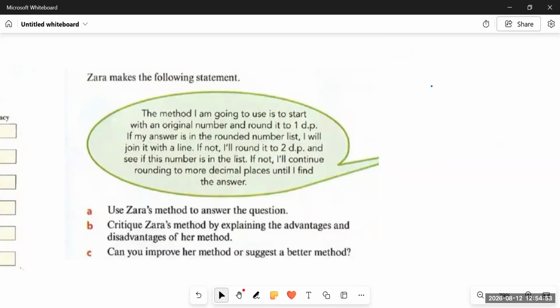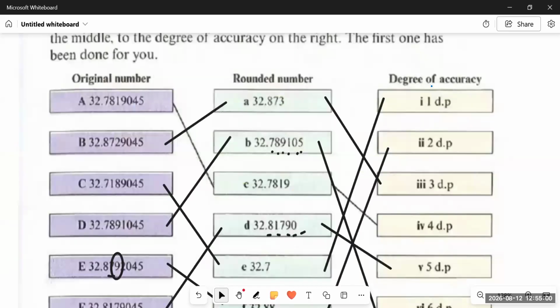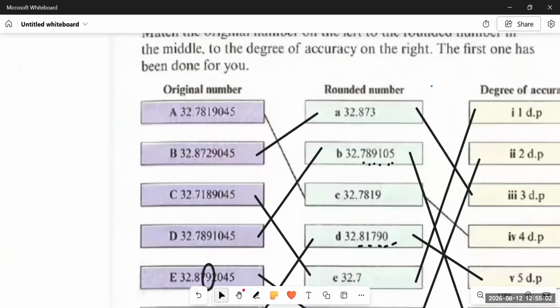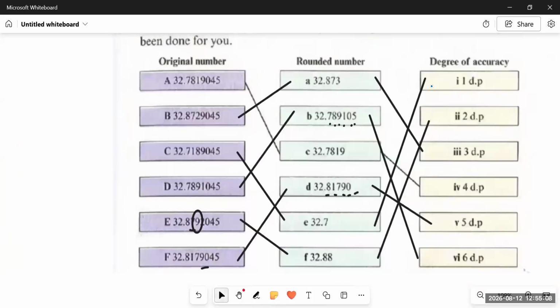So in part A, it says use Zara's method to answer the question. So they are saying what you're supposed to do is round 32.7819045 to 1 decimal place. It will become 32.8. But you can see that we do not have any such option. 32.8 is not available. If we round it to 2 decimal places, it will become 32.78, and the digit next to it is 1, so it will remain 32.78. But we do not have any such option again.